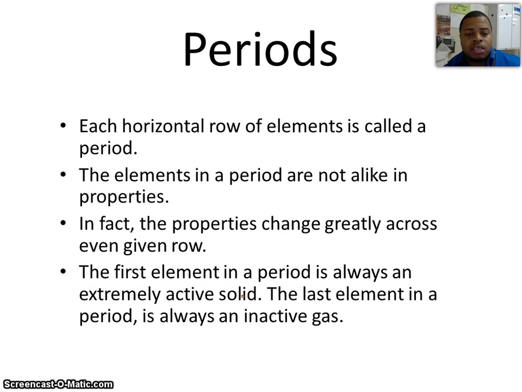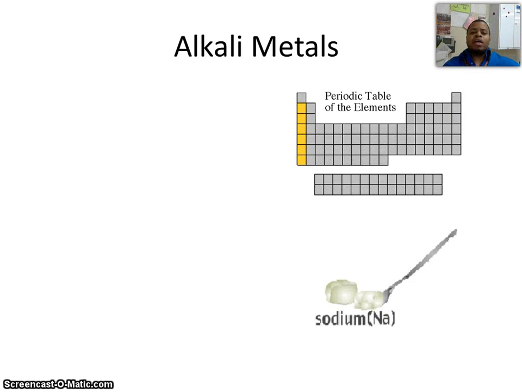Now the periods, we're just going to be able to notice a single pattern. And what is that? They're going to change a lot, but they're usually going to start with an extremely active solid and always end with an inactive gas, starting with our alkali metals and moving all the way over to our noble gases. Now, let's talk about the alkali metals.